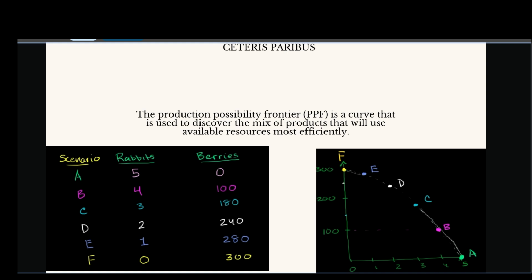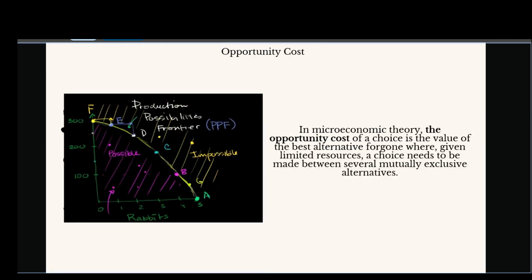But it's not the marginal cost, because marginal cost is the cost of acquiring one more berry. In this example, it equals 1/20th of a rabbit, since the opportunity cost of one rabbit equals 20 berries. Simply divide both sides of the equation by 20 to know the opportunity cost and at the same time the marginal cost of one berry. Okay. Now let's move on to increasing opportunity cost.